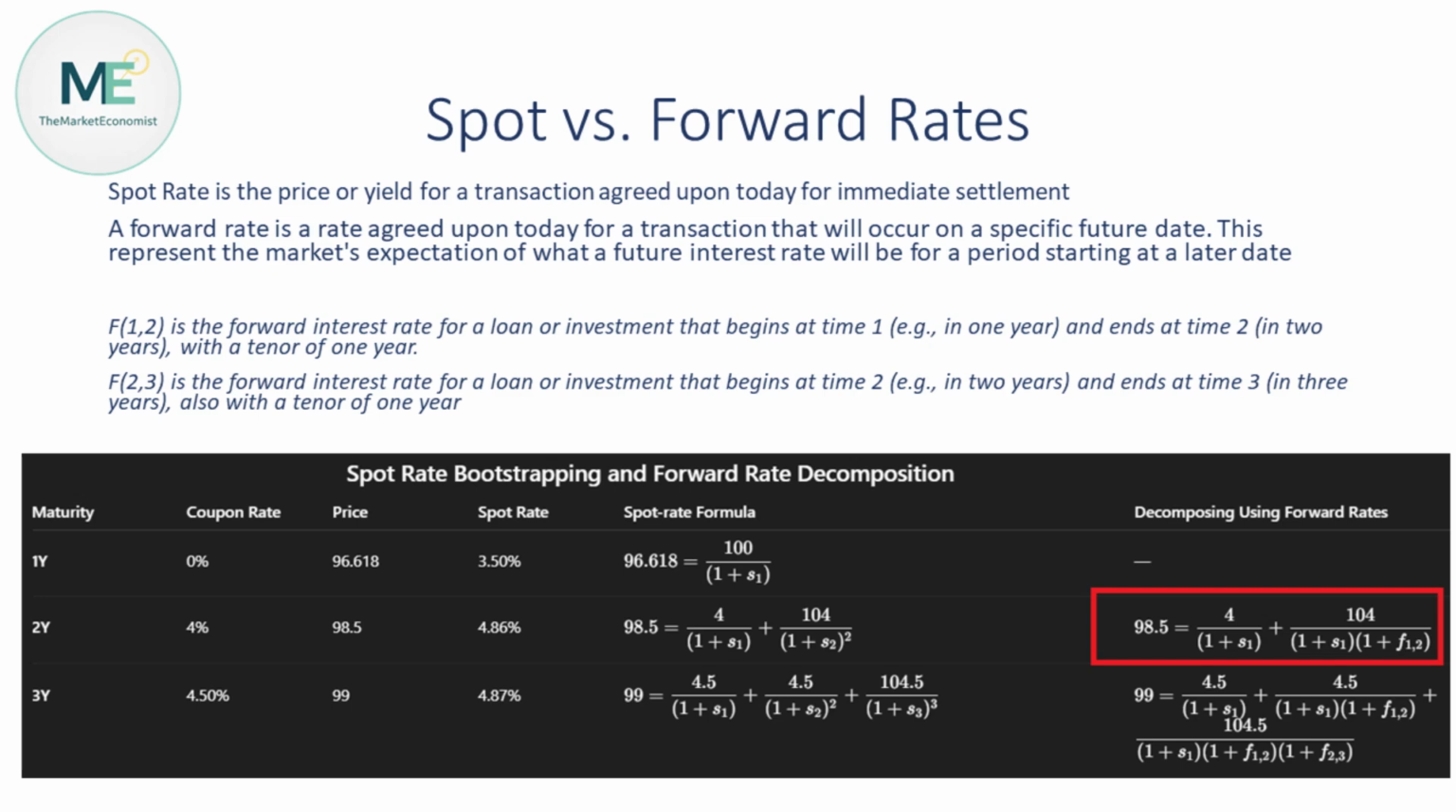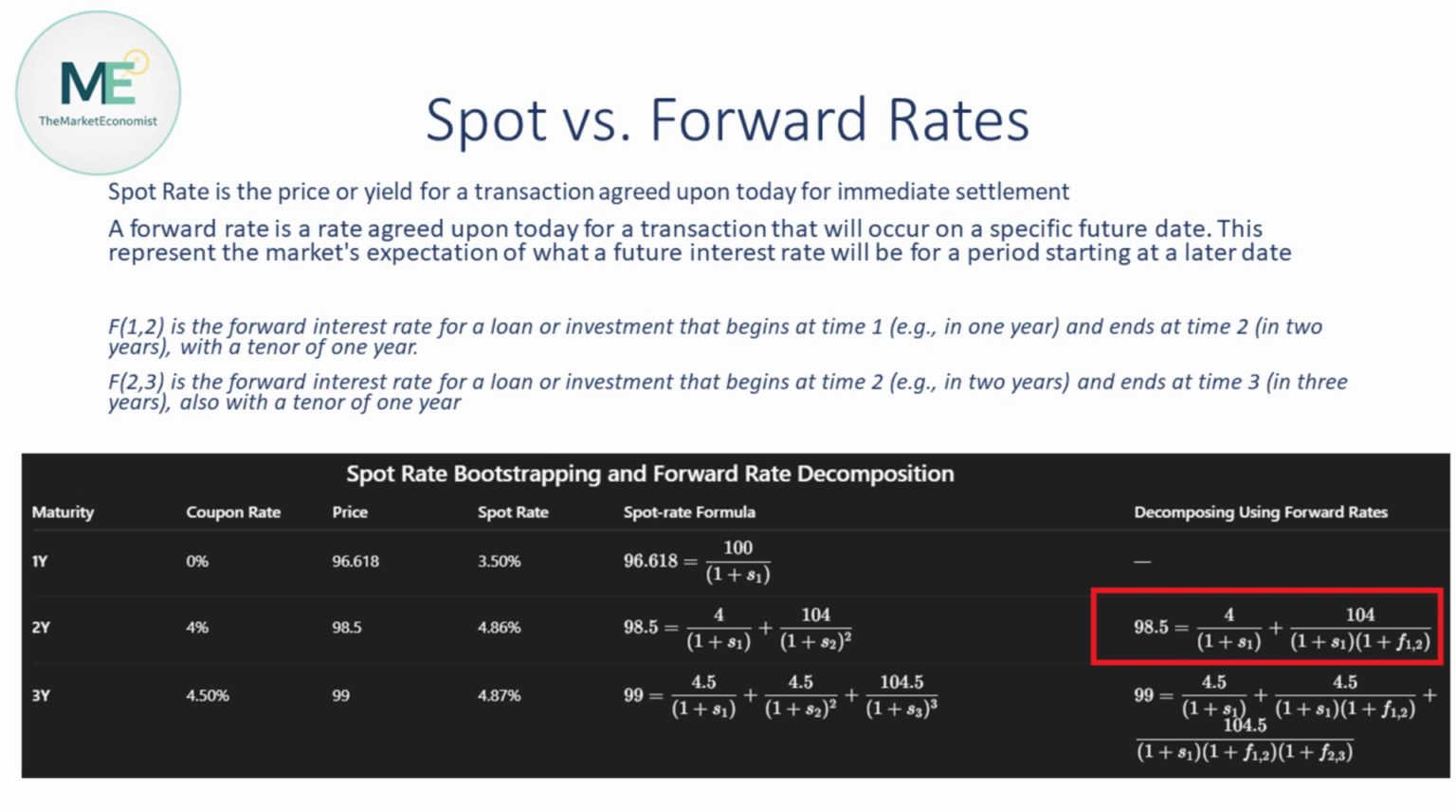On the right side you'll see the same equation decomposed into S1 and the forward rate instead of S2. So 4 upon 1 plus S1, which is the same as the earlier formula for the spot rate, and 104 upon (1 plus S1) into (1 plus F1,2). If you calculate F1,2 that way, you get the forward rate 1 year out from now with a tenor of 1 year.